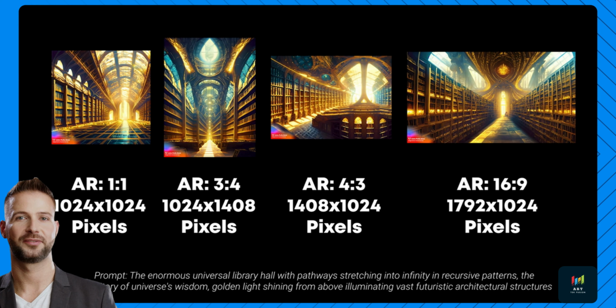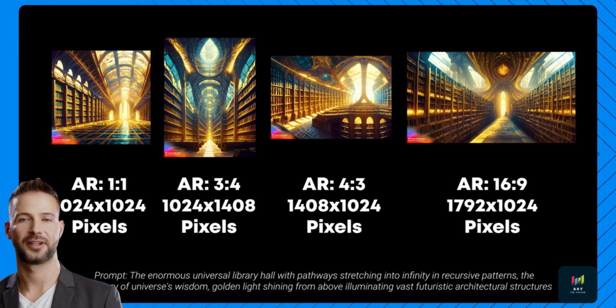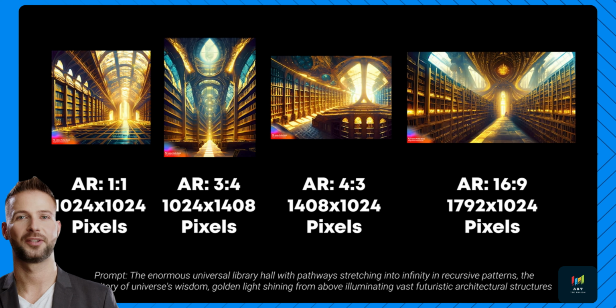So for each of them, the shortest side is 1024 pixels long, and the other side is either the same in the case of a square image 1:1, or 1408 pixels in the case of 3:4 or 4:3, or 1792 pixels for the 16:9 option.